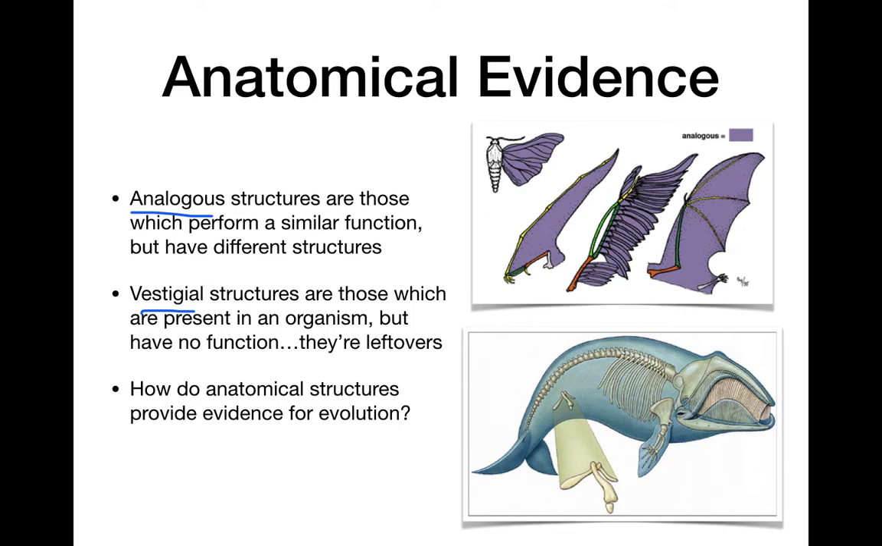Take a minute and summarize for yourself, how do these 3 different types of anatomical structures provide evidence for evolution? Pause the video and think about it.